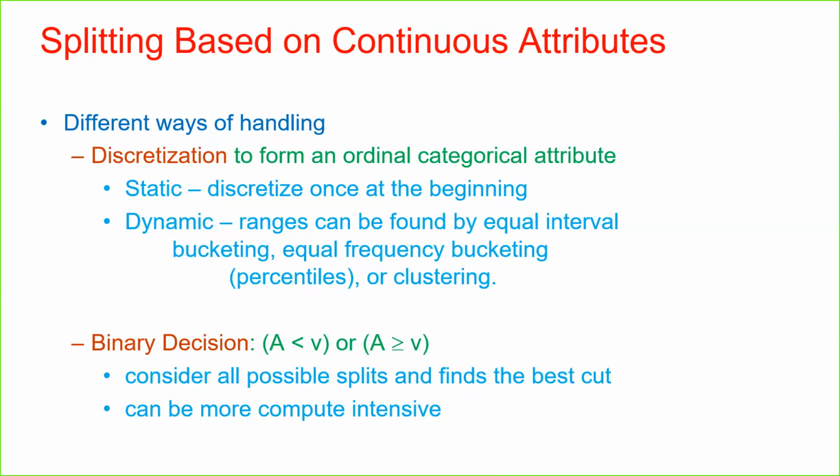Dynamic discretization is also there. Ranges can be found by equal interval bucketing or equal frequency bucketing, or by using clustering. There are different ways you can create these buckets and map the continuous values to discrete values. Basically you're just discretizing the continuous values and placing each one of the continuous values into one of the buckets. This is one possibility, discretization. Is the idea of discretization clear?